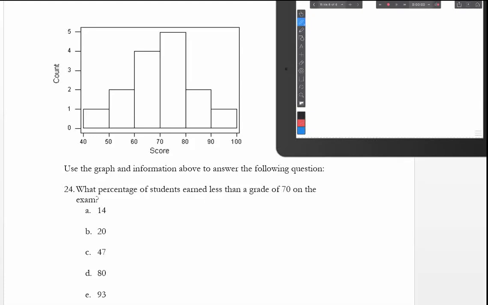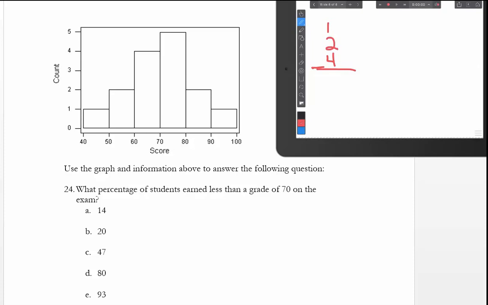Okay, so in this graph, we want to know the percentage that are less than 70. So for less than 70, let's see, in the 40 to 50, I have one observation. 50 to 60, I have two observations, and then four observations in the 60 to 70. So that's the last of the ones that are less than 70. So let's go ahead and get the rest of them.